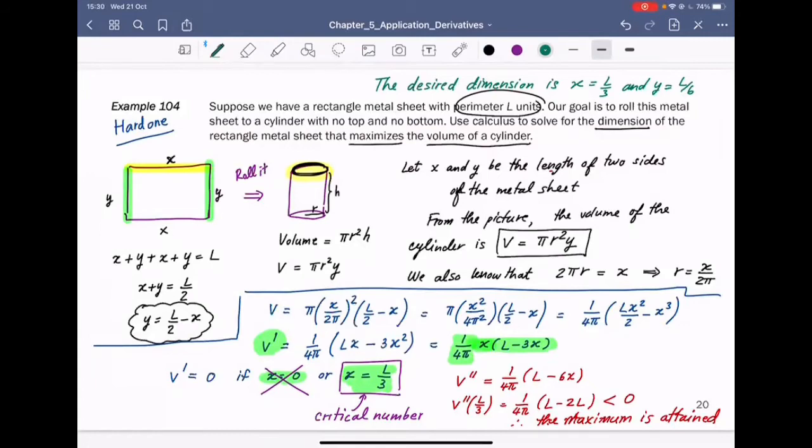So any questions up to this point? Well, if not, we're going to move to the next section. So we have completed section 5.1 now.